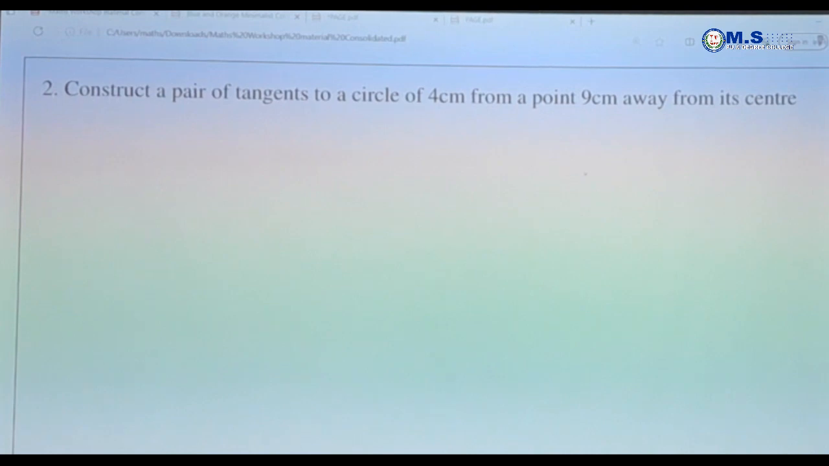Please look at the board. What to do? You have to construct a pair of tangents to a circle. So this is a tangent, you have to draw. Tangent means it touches the circle at only one point. So you must have construction also.